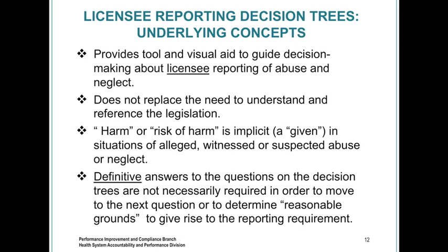We built that in. We didn't even ask that question in the decision trees because we made the assumption at the start: until you know better, if something comes to your attention that could possibly be abuse and neglect, harm or risk of harm is always implicit in that. So we don't even ask the question. We say, you go to the decision tree. You don't say, well, was there harm, wasn't there harm?